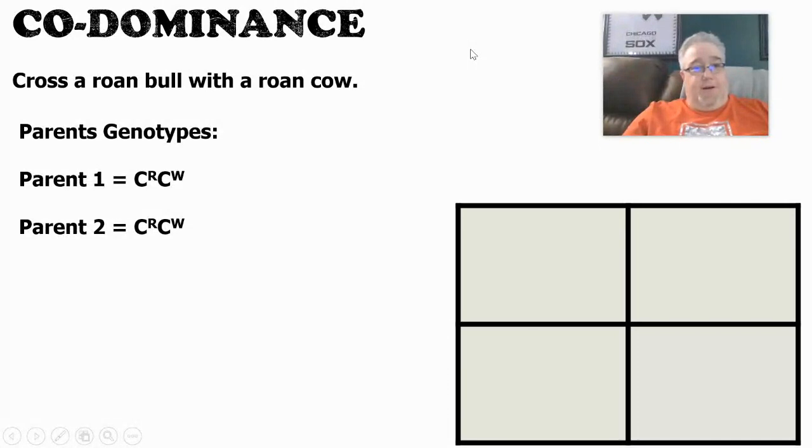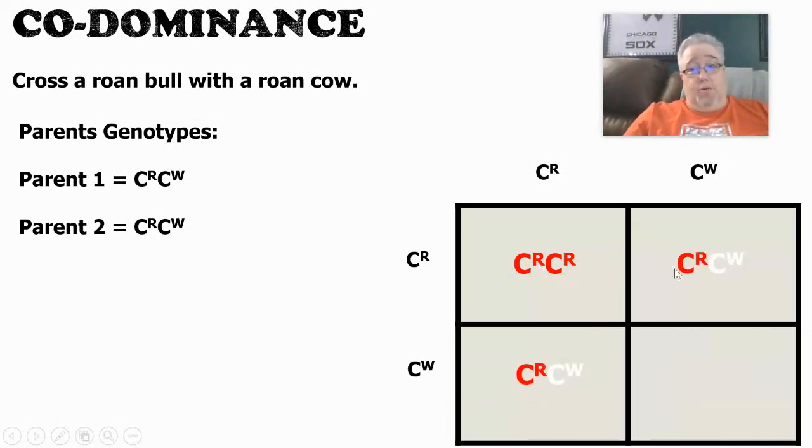All right, so here's our two parents. They're both roan, right? So CR CW for both. So again, we put those two parents, one on the left, one on the right, and we just fill it in, right? So this offspring would be a red cow, or a red calf. These two would be roan. Now notice how I colored this. Now it's red and white because they both show up, okay? And then this one would be white, right?